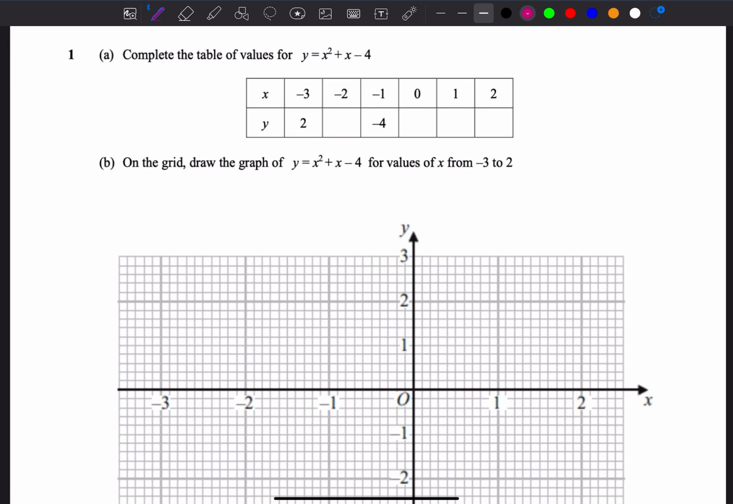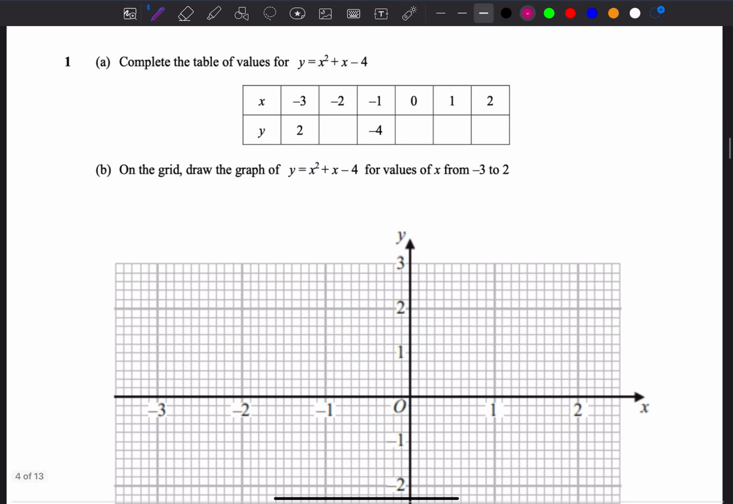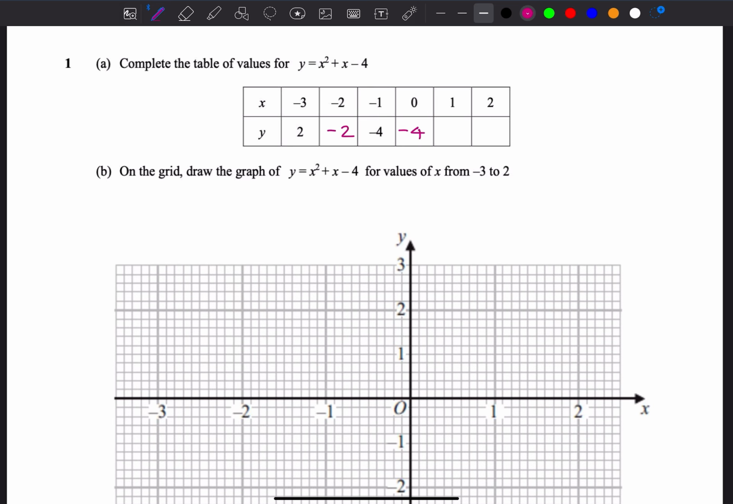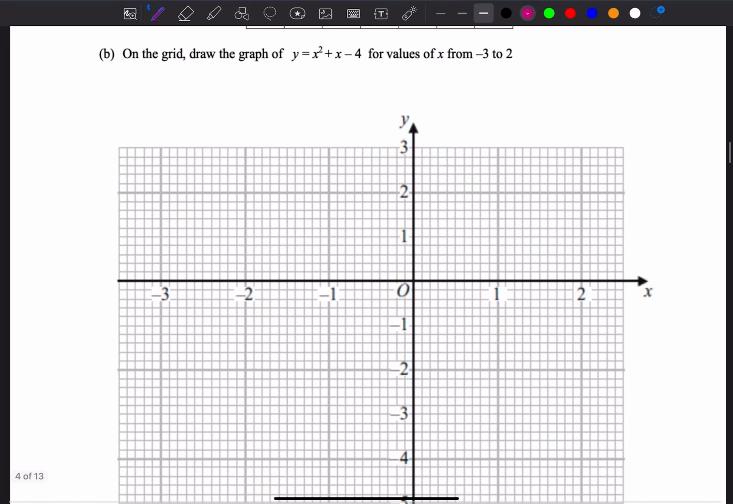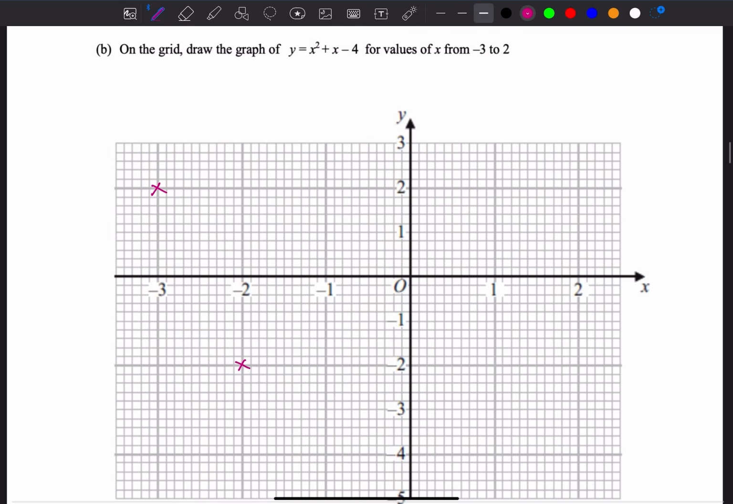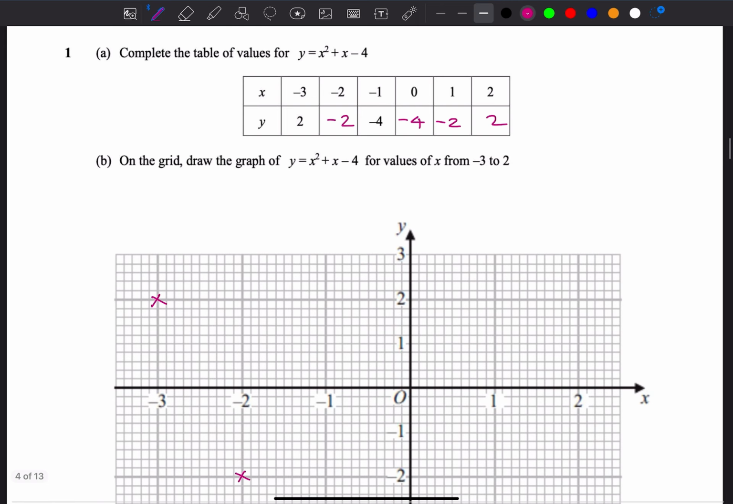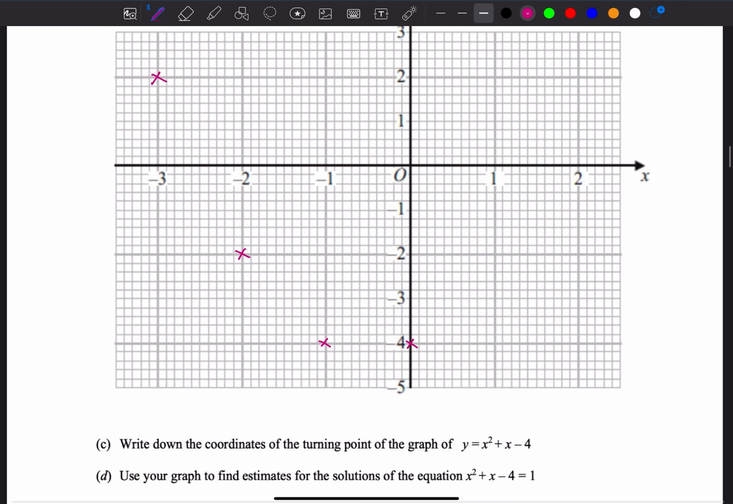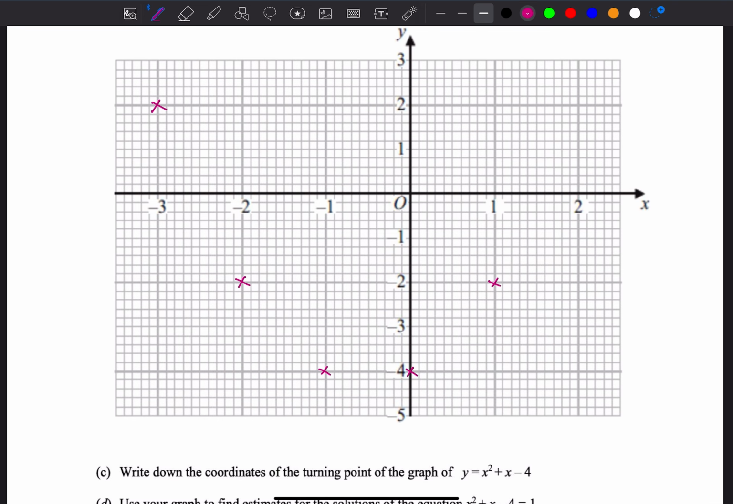So we've got a quadratic graph here. So what do we have? Make sure to put it in a bracket: minus 2 squared plus minus 2 minus 4, which gives you minus 2. If you put 0, it's minus 4. If you put 1, minus 2. It should repeat itself anyway. So minus 3 comma 2, minus 2 comma minus 2, minus 1 comma minus 4, 0 comma minus 4, 1 comma minus 2, 2 comma 2.